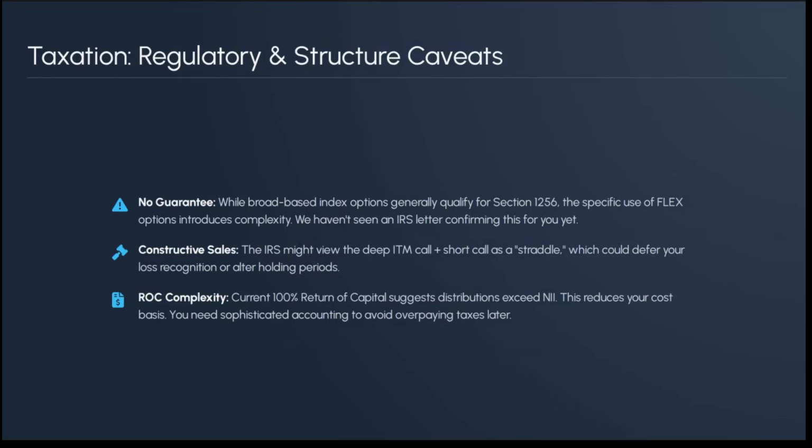On top of that, at the end of the year, if it's not 100%, let's just say it's 95% return of capital, that 5% you're paying taxes on, just so you know. If it's 100%, it reduces your cost basis. Like I said, you need an actual account to avoid overpaying taxes later, or hopefully writing a lot of things off if it's possible.